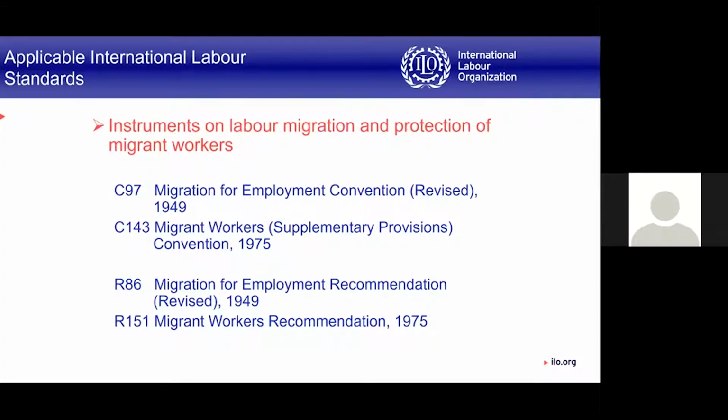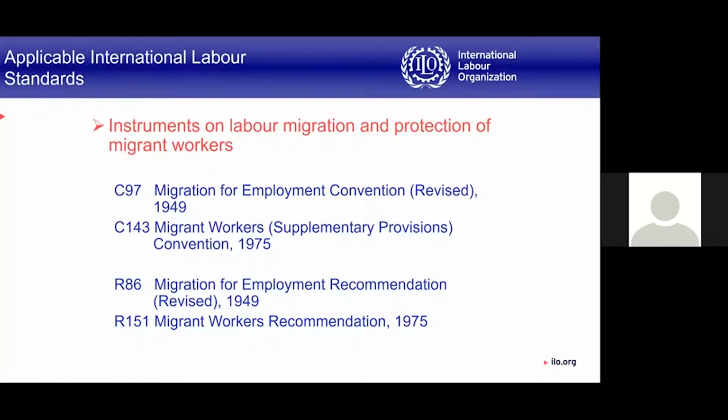They really wanted to give some guidelines for good governance across the migration cycle. So that's what's behind Convention 97. In that moment, irregular migration was not a specific concern of the states. They first wanted to have equality of treatment between migrant workers and national workers.